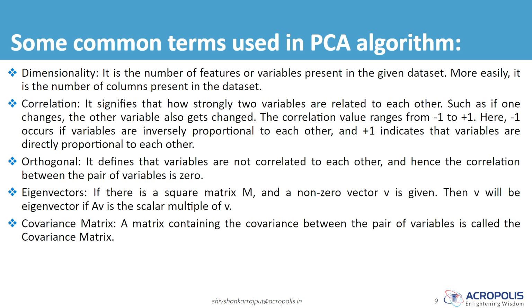Now orthogonal. It defines that the variables are not correlated to each other, hence the correlation between the pair of variables is zero. Orthogonal means no correlation. Now eigenvectors. If there is a square matrix M and a non-zero vector V is given, then V is an eigenvector if MV is a scalar multiple of V. Now covariance matrix. A matrix containing the covariance between the pairs of variables is called the covariance matrix.